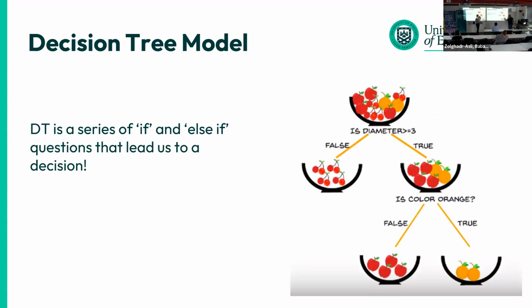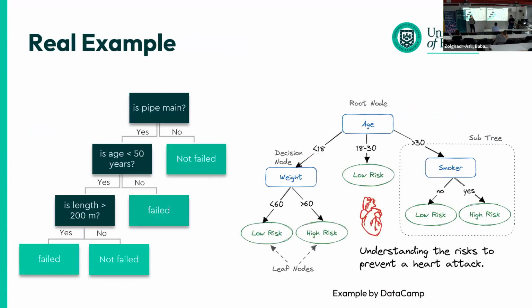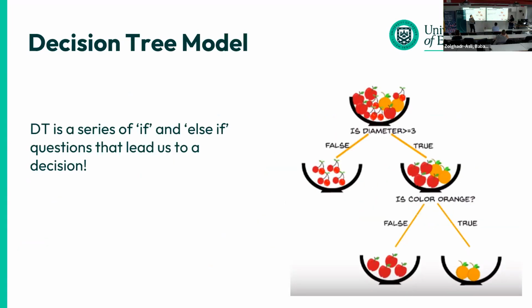So mainly, let's say again, we have oranges, and I'm trying to ask some questions of myself, and by those questions, I want to separate them. So the first question, for example, is: is the diameter larger than or equal to 3? 3 is a value, let's say. If it's false, I will put them in another bowl, and if it's true, I will put them in another bowl. Later, I will ask another question, including another feature to separate them.